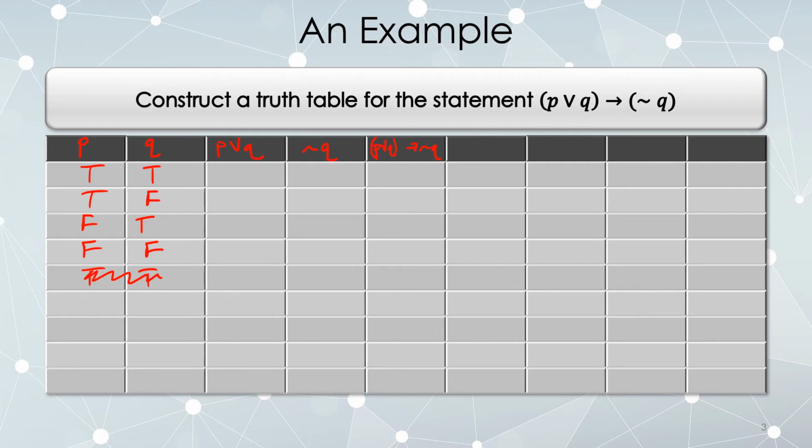So in the third column I ask, in each row is either P or Q true? Yes, they both are. Yes, P is true. Yes, Q is true. No, they are both false.